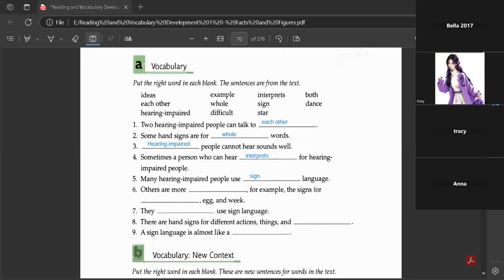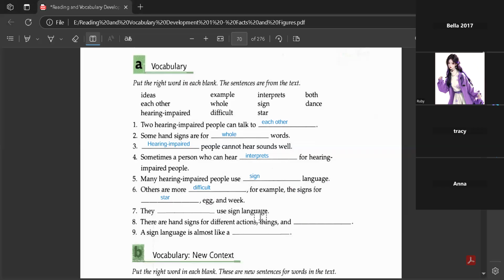Others are more difficult. For example, the sign for star, egg, and week. Others are more difficult. Okay, difficult. For example, the sign for star, egg, and week. Very nice. Thank you, Anna.